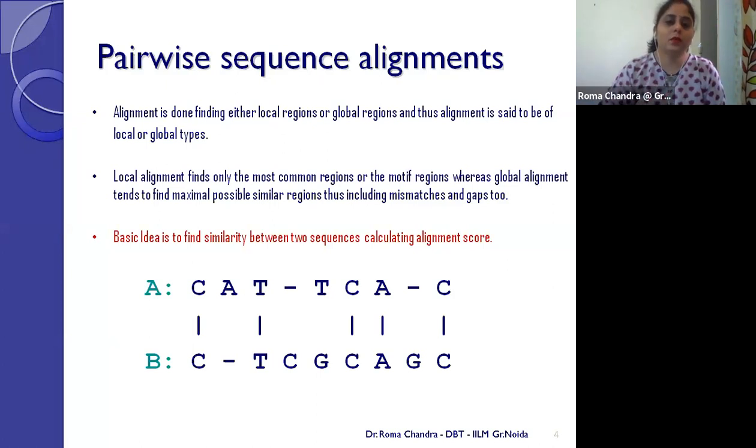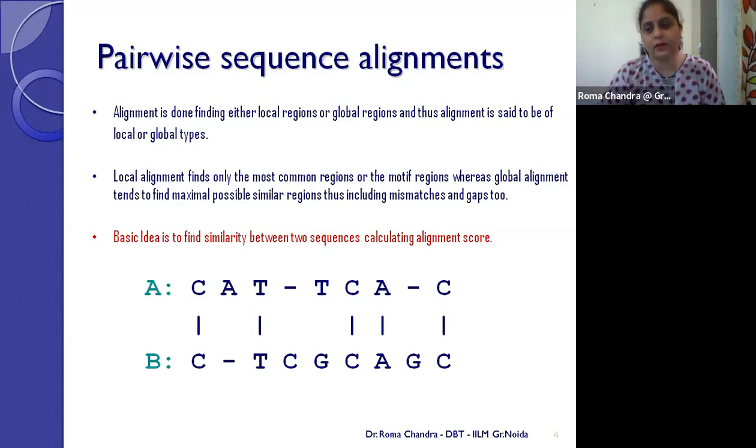Okay, so these local regions are only those common regions or motif regions which are present across the two sequences. So they are not connected to each other. But the global alignment is a region that we are considering from one end to the other end. We are considering the matches, the mismatches and the gaps too. Okay, so this will be the concept for pairwise global and local alignment, and we will move ahead with this concept only. But how to go with the calculation of the alignment measure?